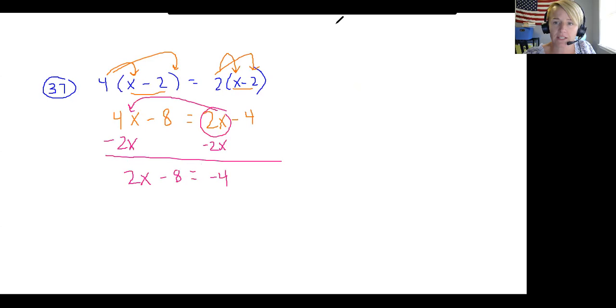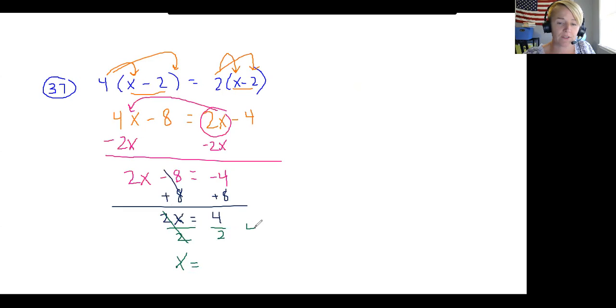Okay, so again, I'm going to get x by itself. So here, the opposite of minus 8 is plus 8. Plus 8. Okay, so this is going to cancel. It's going to leave me with 2x equals a negative 4 and a positive 8 is a positive 4. Hopefully you're with me on that one by now. Okay, so I have 2 times x equals 4, and the way that we undo times is by divided by. So I'm going to cancel this out. I have an x equals, and remember this literally says 4 divided by 2 equals 2.